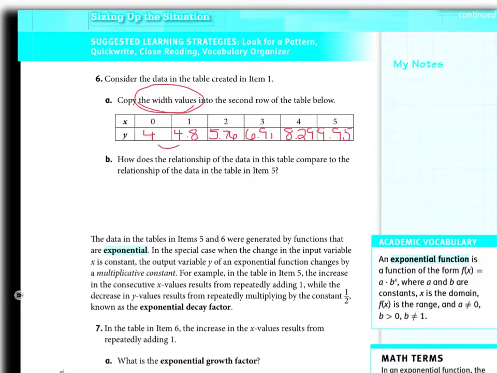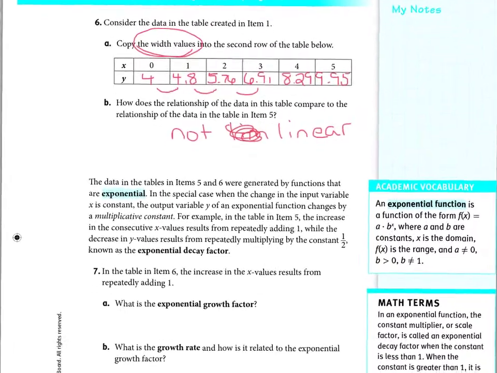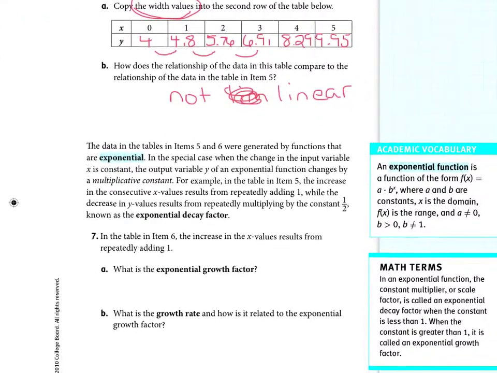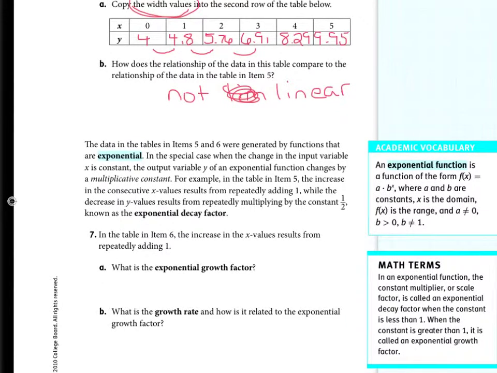Well, from here to here we're adding 0.8. From here to here it's like 0.9. From here to here it's 1.2. So no, we are not adding the same thing each time. So this is not linear. What we actually have is what is called an exponential function. That is when we're multiplying by the same thing each time.